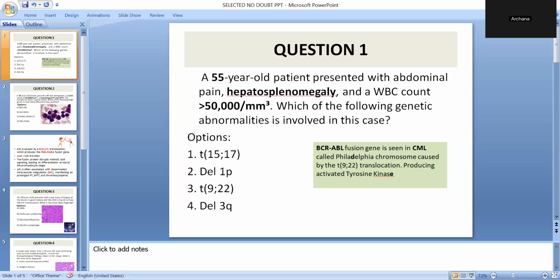In CML, what is the genetic abnormality that is involved? In CML, the classical genetic abnormality is the Philadelphia chromosome. And from the undergraduate portion, it is very clear that a Philadelphia chromosome has a translocation of 9;22. Translocation 9;22. So in the options given below, the answer is the third option, which is t(9;22). But at the same time, we need to be very careful about the other distractors. But how do we remember it is 9;22?